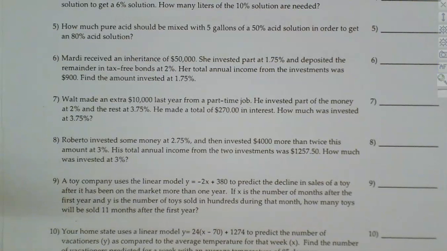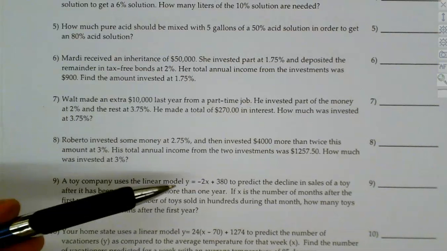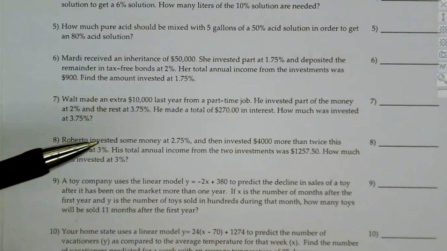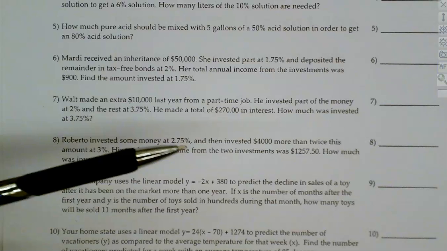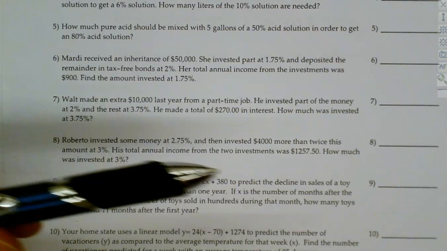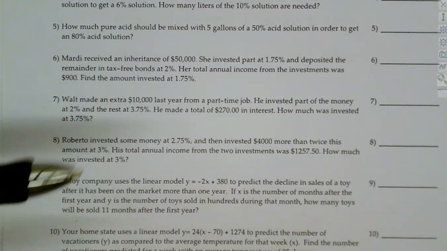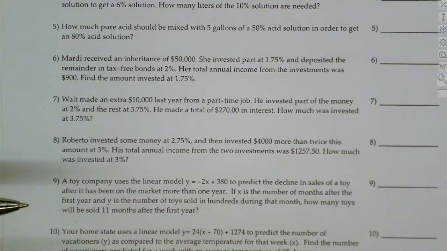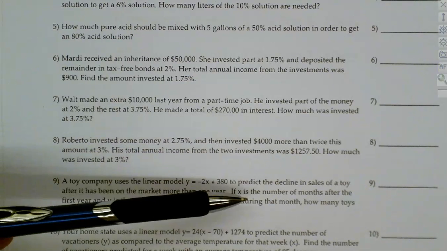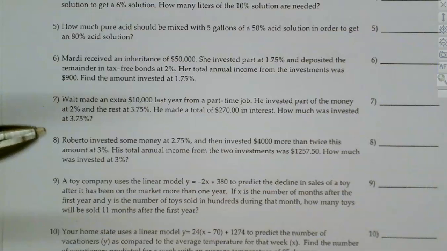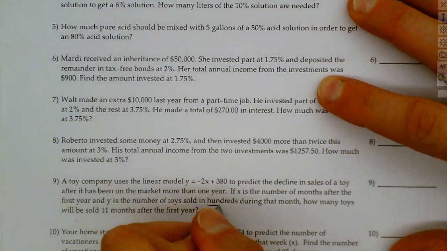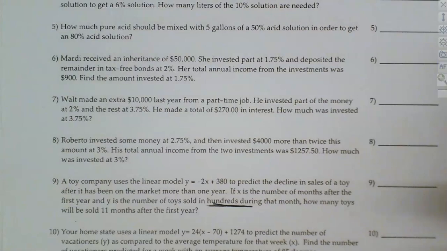And this linear model projects the sales of a number of toys we have. Because as you introduce a toy, it has a lot of popularity, and then people buy the toy, and not as many are made and sold. So that's why this is a -2 here. So we've got this model, and it's used to predict the decline in sales of a toy after it has been on the market for a year. X is the number of months after the first year, and Y is the number of toys sold in hundreds during that month.